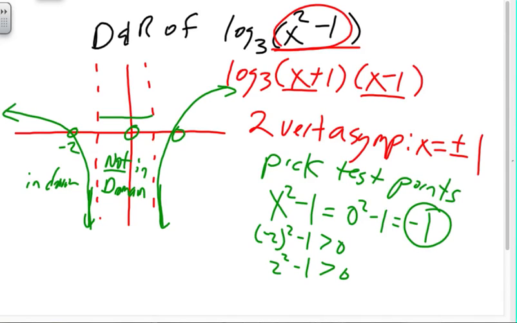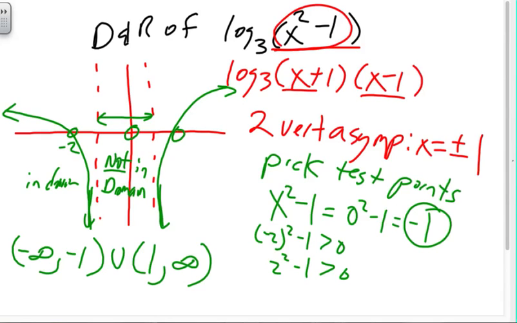And that's what this guy looks like with my two vertical asymptotes. These points are not in my domain. So my domain then will be negative infinity to negative 1, but we don't include it, union with 1 to infinity. X is not between or equal to negative 1 and 1.